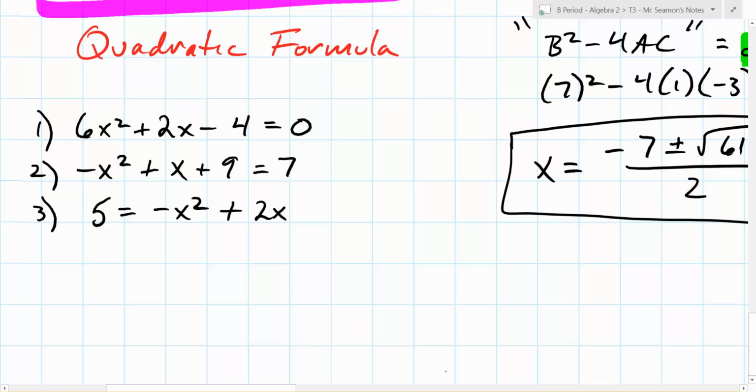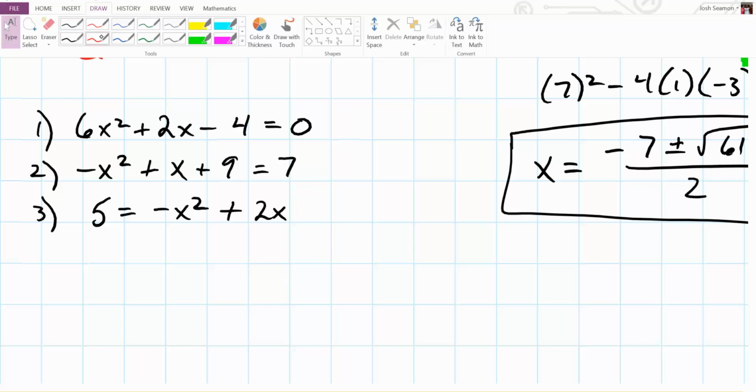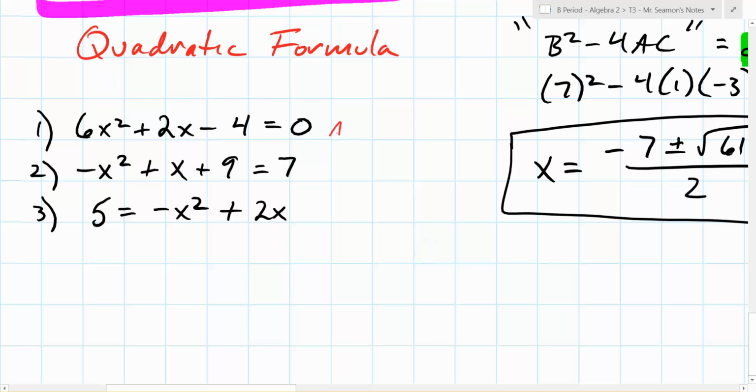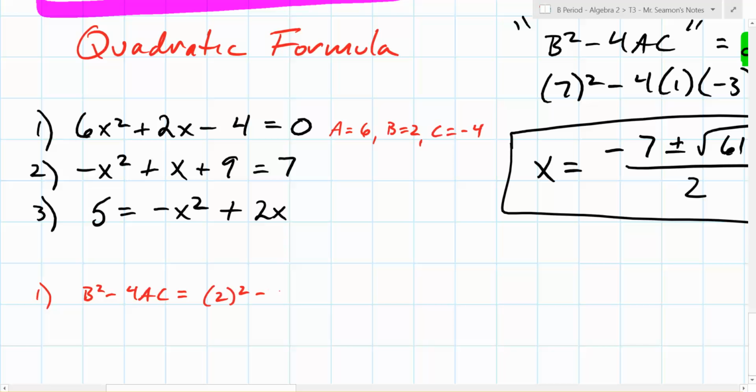You were doing this. What do you have to do first? Discriminant. Yep, but what do you have to find before you find the discriminant? So in this one, what does A equal? 6. What does B equal? 2. And what does C equal? -4. Exactly. So what do you then find the discriminant for here? So that's going to be b squared minus 4ac. So that's going to be 2 squared minus 4 times 6 times what? -4, which is going to be 4 plus 16 times 6. So what's that going to be? 100. It's going to be 100.